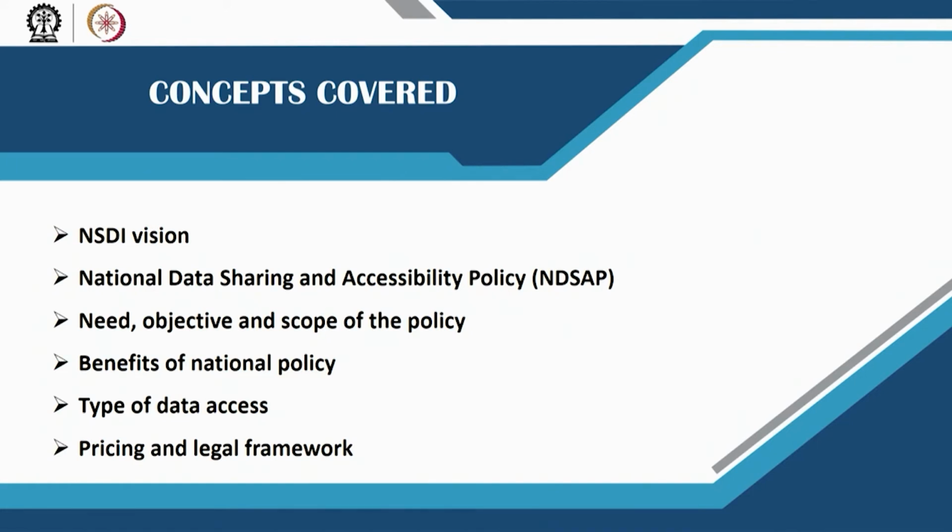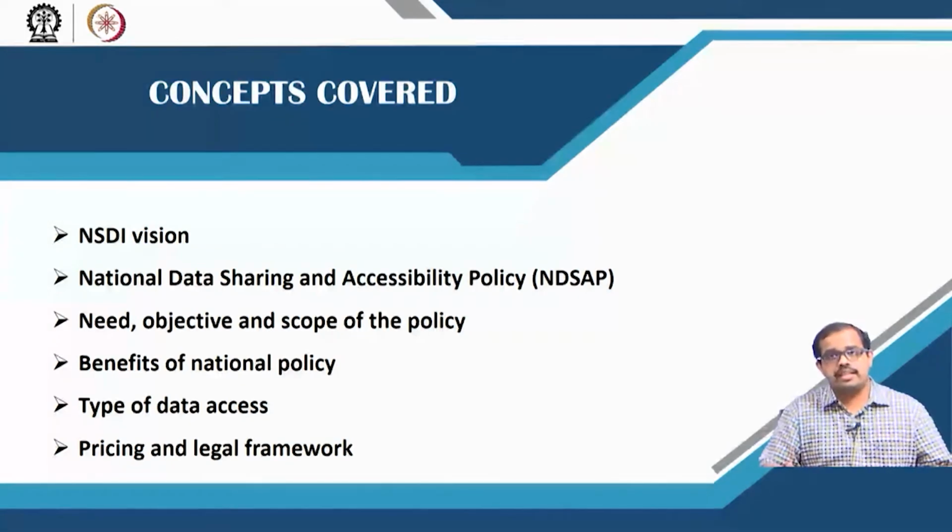Then we will look at the benefits of the national policy. Why do we need it, basically? That is very important in terms of understanding the policy. Then you have the type of data access, what kind of data can be accessed and how it can be accessed. Then what pricing or legal framework has to be worked out, that we can also look at as we progress.